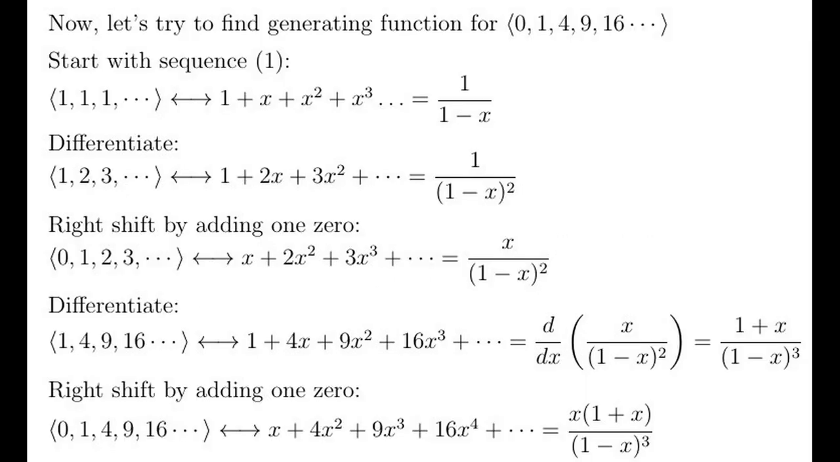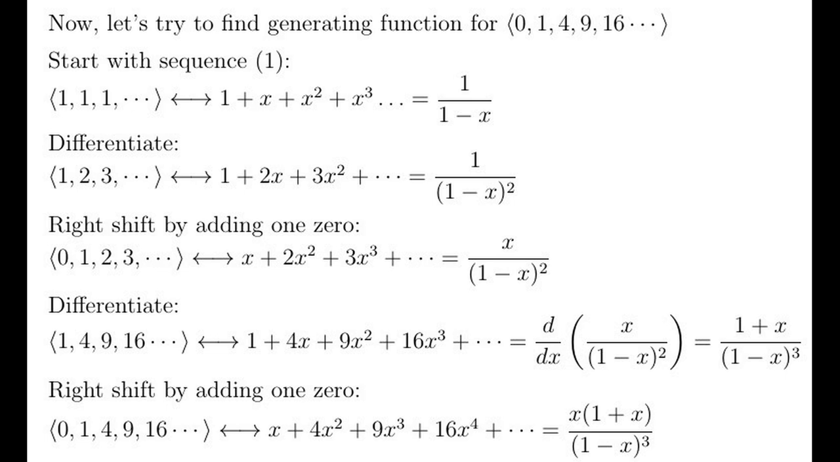Now let us try to create a complicated sequence. Say for example 0 1 4 9 16. So this is a sequence where you have perfect squares starting from 0, then 1, 4, 9, 16 and so on. So next term will be 25. Let us begin. We will begin with sequence 1, which is 1, 1, 1, 1. Corresponding generating function is 1 upon 1 minus x. Now if we differentiate, we get the generating function 1 upon 1 minus x bracket square. Corresponding sequence is 1, 2, 3, 4.